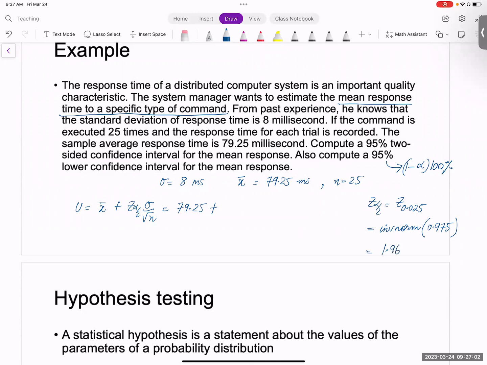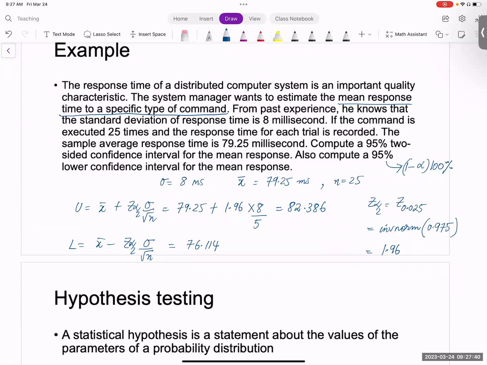So let's plug it in the formula. 1.96 times sigma, which is 8, divided by square root of 25, which is 5. That will give you an upper confidence limit equal to 82.386. And then similarly, you can compute the lower bound, which is x bar minus z alpha over 2 sigma over square root of n, and everything remains the same except for that minus sign, and then you get 76.114, right? So that is your upper limit and then the lower limit.